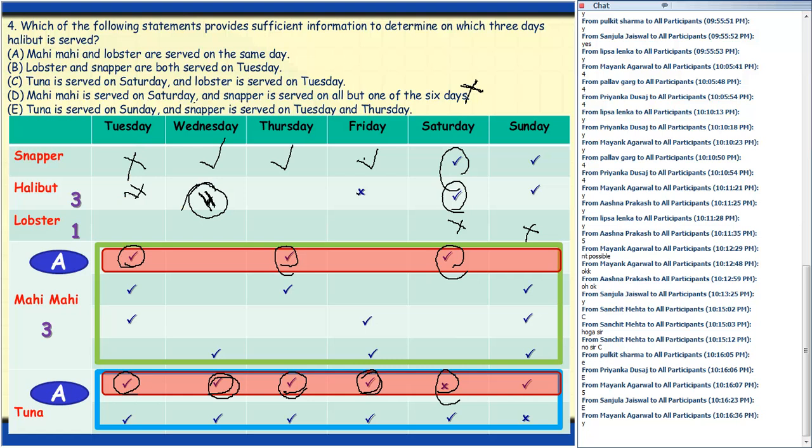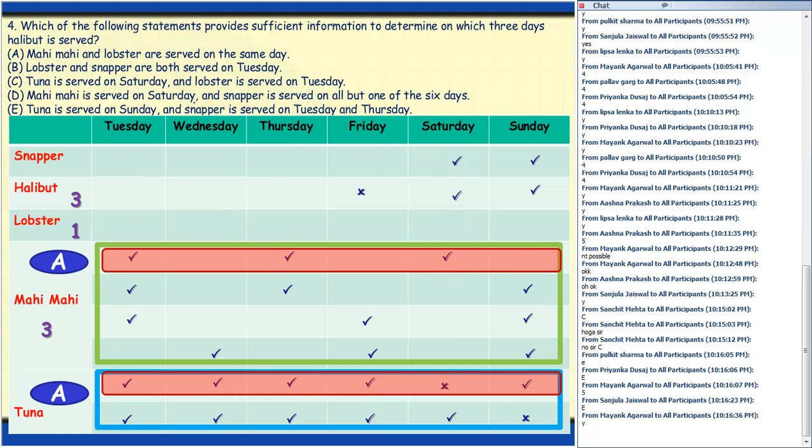Is it clear to all of you? The correct answer is option E. Please tell me yes or no. Let's check with E by substituting. Tuna is served on Sunday. It says tuna is served on Sunday, so I need to take this case. Tuna is served on Sunday and snapper is served on Tuesday and Thursday.